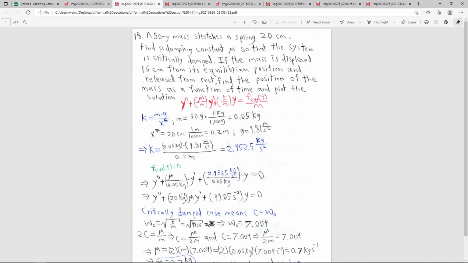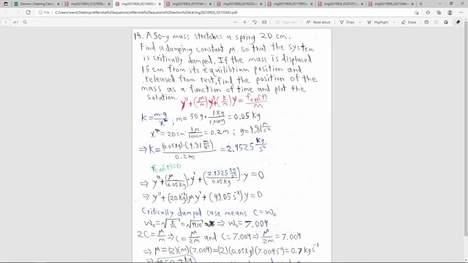So now 18, we have a similar problem, but this time we have damping. 50 gram mass, so we're going to have to convert that to kilograms. You always work in standard units. Kilogram is standard for mass, meter is standard for lengths, seconds, everything. So it's a 50 gram mass that stretches a spring 20 centimeters. Find a damping constant mu so that the system is critically damped if the mass is displaced 15 centimeters from its equilibrium position and released from rest. Find the position of the mass as a function of time and plot the solution.